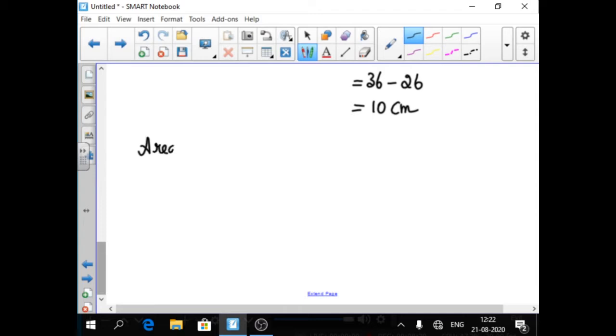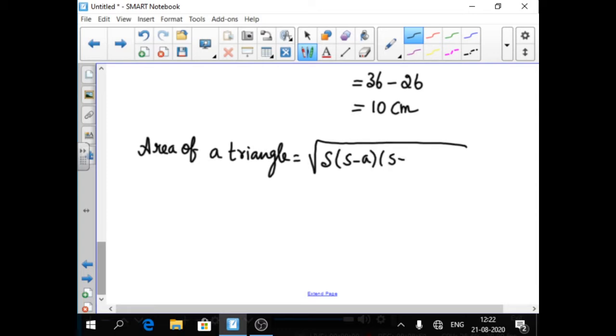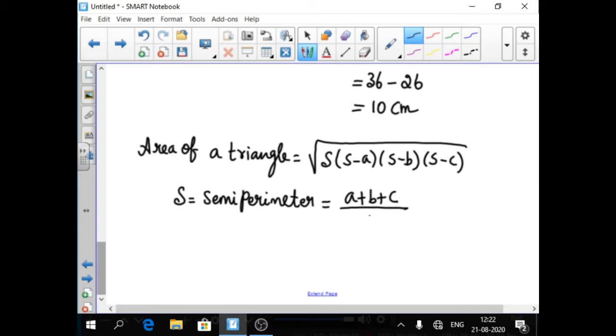Area of a triangle is equal to root of S into S minus A into S minus B into S minus C. Here what is S? S is the semi-perimeter. Okay, the formula is what? S is equal to A plus B plus C divided by 2.